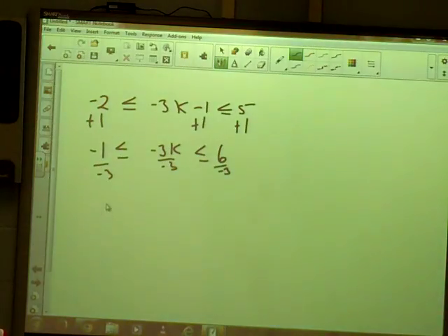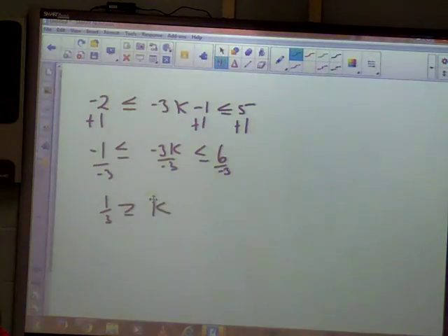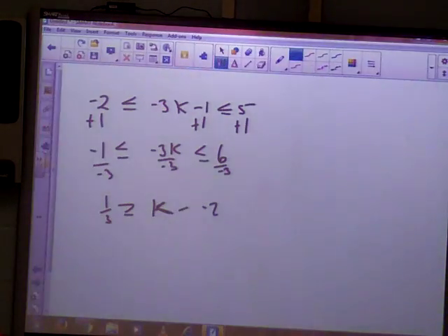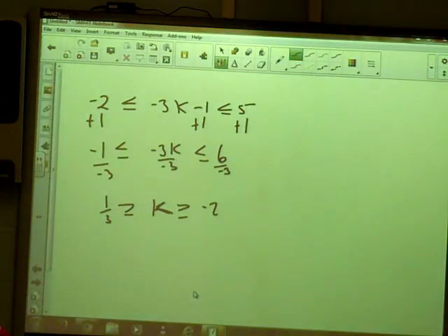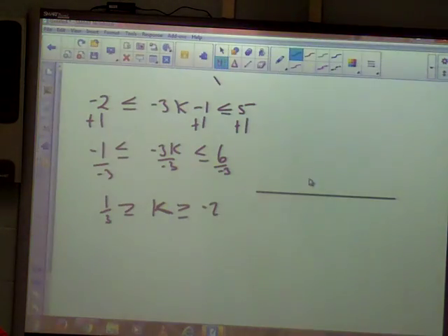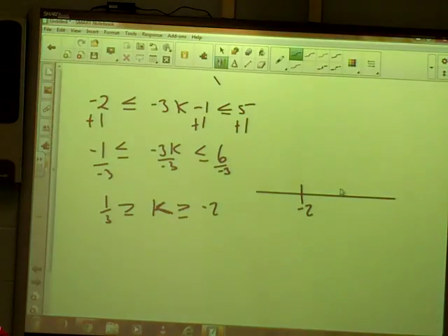Negative by negative is a positive. That sign has to flip. That gives me k. 6 divided by negative 3. 6 divided by negative 3 is negative 2, and that sign has to flip. Okay, so let's get our number line cracking. Negative 2 is smaller than 1/3.